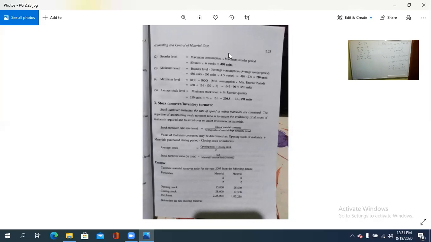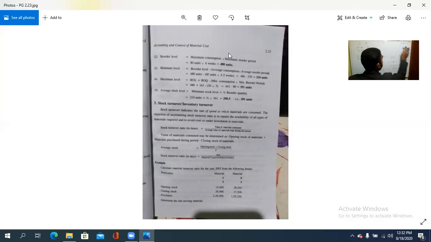Okay. So reorder level, the maximum level into maximum reorder period, that is 80 into 6, 480 units. The minimum level is equal to reorder level minus normal consumption into normal reorder period. So reorder level 480, minus normal consumption 60 into normal reorder period, which means minimum plus maximum by 2. So 4.5, 6 plus 3, 9, 9 by 2 is equal to 4.5.